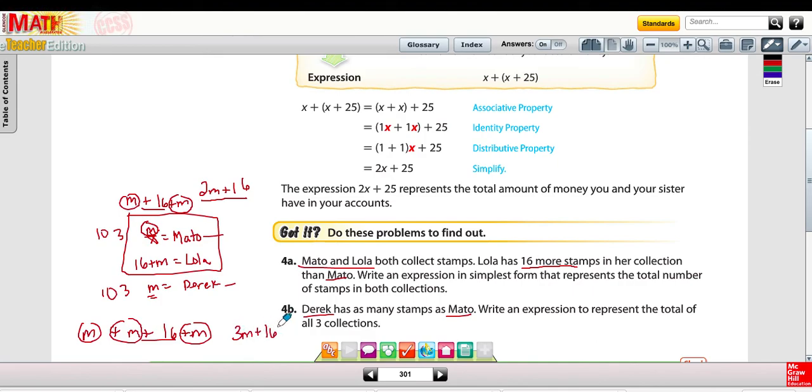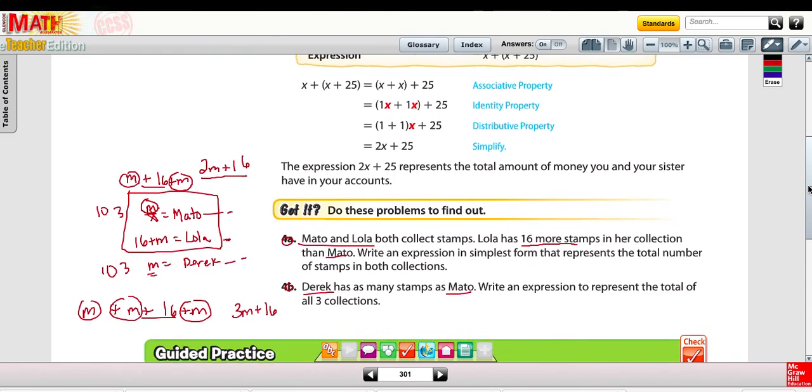Okay, you will do so much practicing of this concept of writing expressions and even writing equations by defining the variable. That's what we did here. We defined the variable. And you'll do lots of that in algebra and beyond. But right now, if you're a little bit not sure about that, just keep practicing.